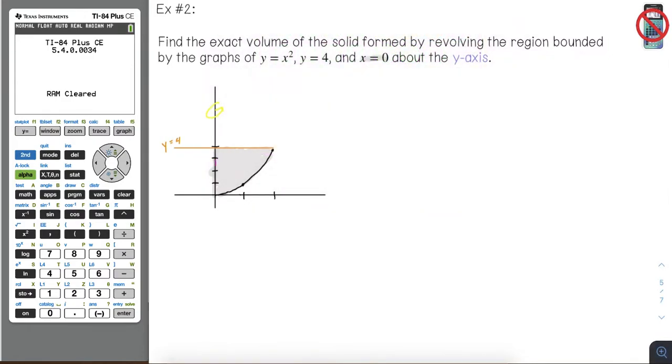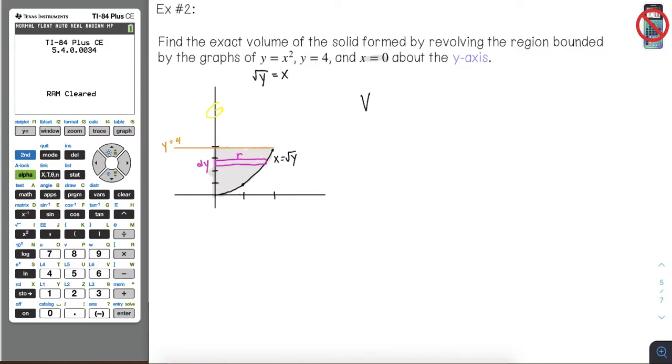So in this case, my little representative rectangle, remember, it's always perpendicular to the axis of revolution. So I want to know what my radius is going to be here. So I'm going to be having a dy integral, which means I need to change that function to be in terms of y. This is really that x equals the square root of y. So that's going to be my radius value, because it's just the difference between the 0 line and that function.